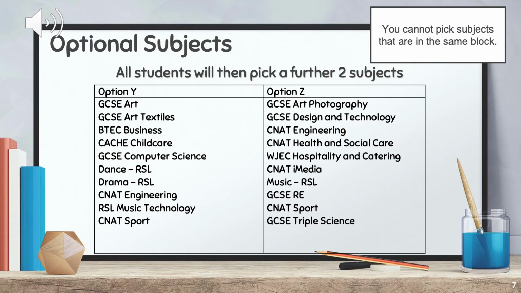Optional subjects. So students will be allowed to pick 2 subjects from the option blocks. Now, as you can see, they are split into option Y and option Z. Students can only pick a subject from option Y and option Z. They cannot pick 2 subjects from one option block. So for example, I could pick from this table here, I could pick dance in option Y and then I could pick sport in option Z. I could not pick childcare and computer science because they are both in the same option block.